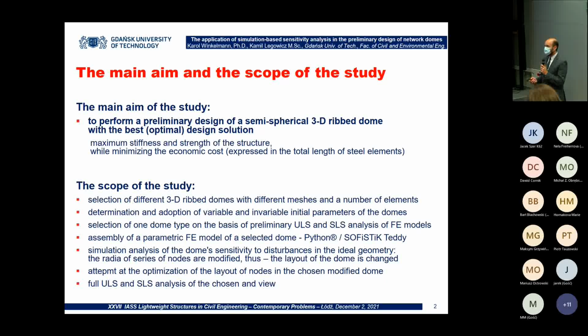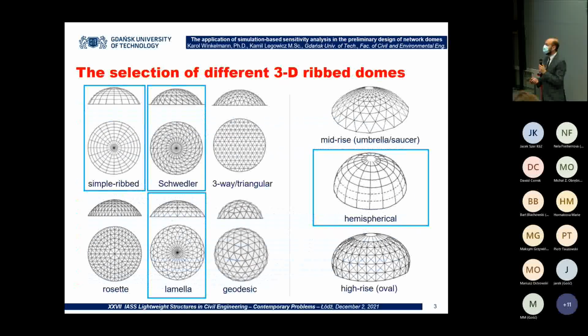Then for the chosen grids, we adopt the variables that can be treated as random in order to perform the sensitivity analysis. From this preliminary analysis, we derive one dome for further investigation. We assemble a parametric model of the dome, we perform the simulation-based analysis, and then we attempt to analyze it and to optimize the layout of the dome under interest.